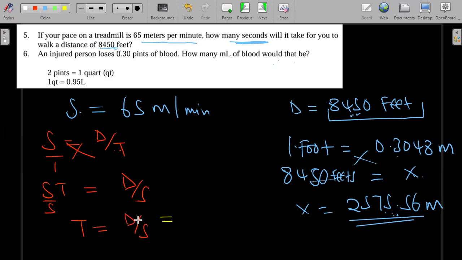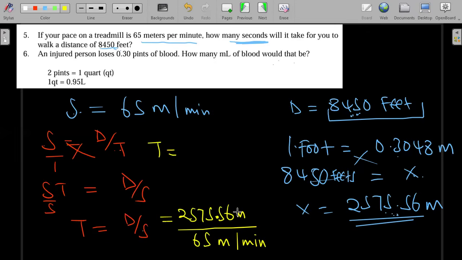So you can put your distance there. The distance is 2575.56, which is in meters, and we are dividing it by the speed, which is 65 meters per minute. What is going to happen here is that this meter and this meter will cancel, so we're just going to remain with the minutes. So time is equal to, and then punch this value onto your calculator.